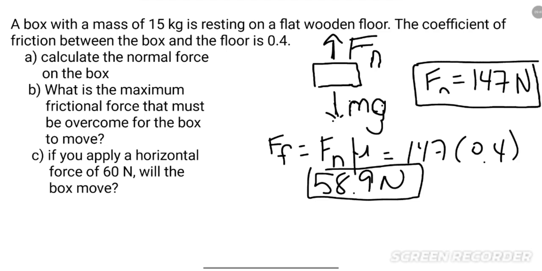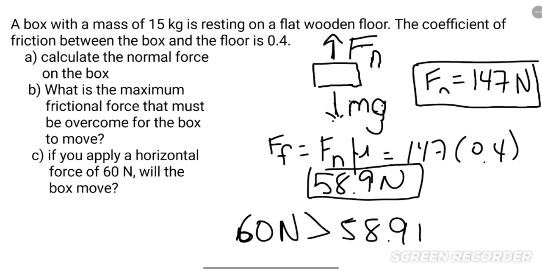If you apply a horizontal force of 60 newtons, will the box move? Well, obviously 60 newtons is greater than 58.9. Therefore, yes, if you're pulling the box this way, it's going to move, because the amount of force you're putting on it is going to overcome the 58.9, the amount of friction that's preventing it from moving. So the force that you're pulling beats the friction. It's higher, and I think it's pretty clear from there.